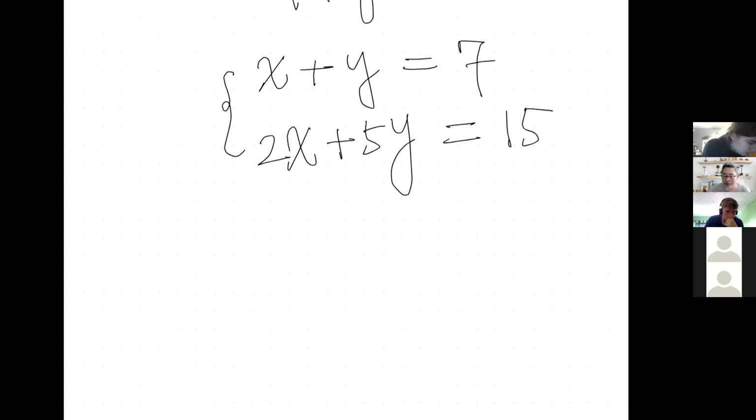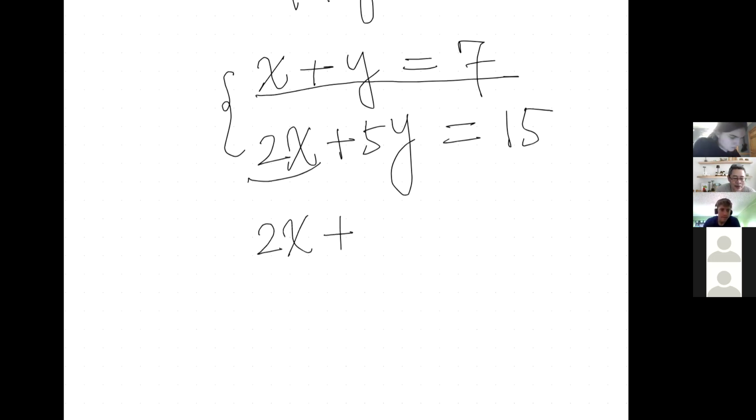Well, let's see how we do this one, okay? Again, we need to decide which one to get rid of. And of course, we're trying to do things as simple as possible. So to get 2x, I just need to multiply by 2 on both sides. So we got 2x on the first equation. If we do that, then we got 2x plus 2y equals 14. Then we can use this equation to minus this equation.